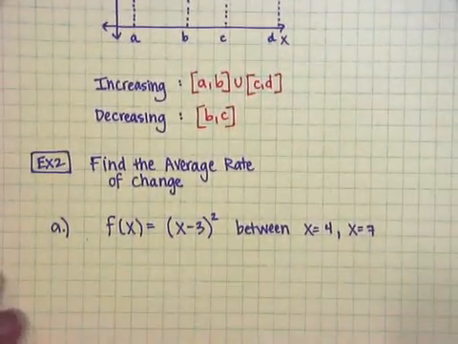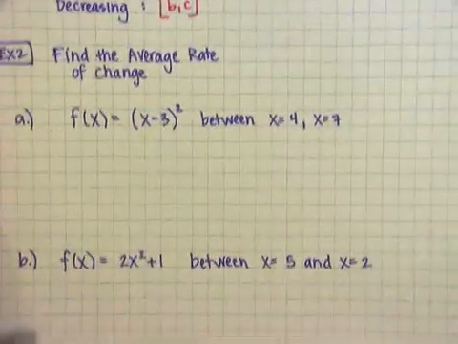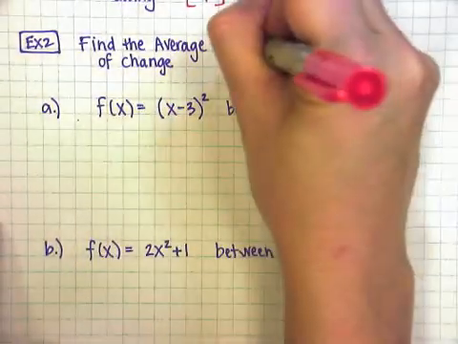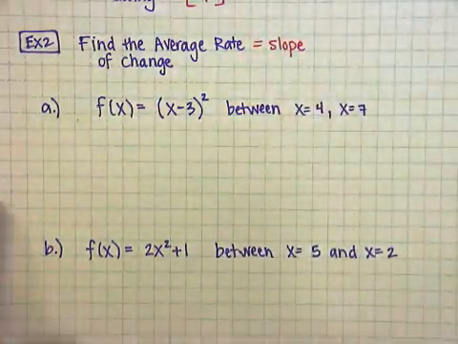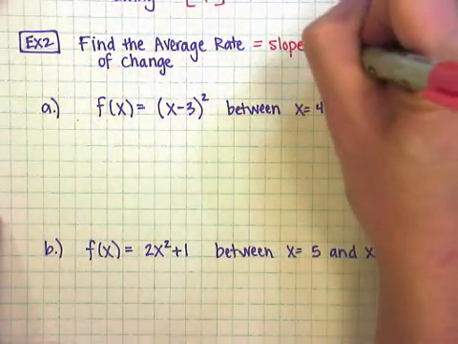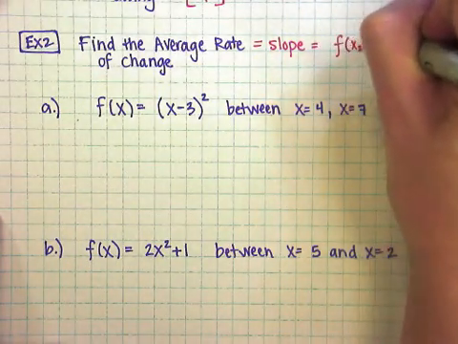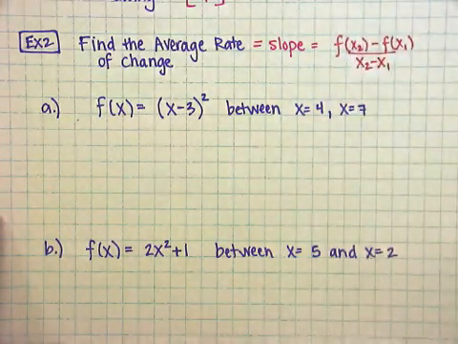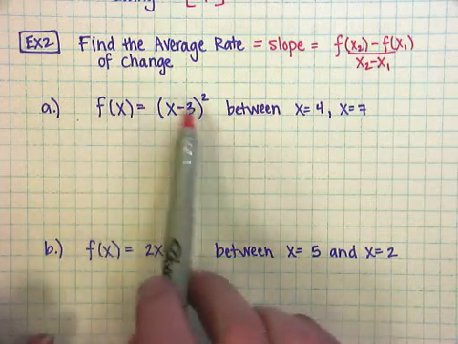Okay. Increasing and decreasing is nice. We're talking about positive and negative slope when we talk about those. And in class, we've been talking a little bit about average rate of change. Remember, average rate of change is just the slope of the curve. And for this, we're going to use the formula f of x2 minus f of x1 over x2 minus x1.